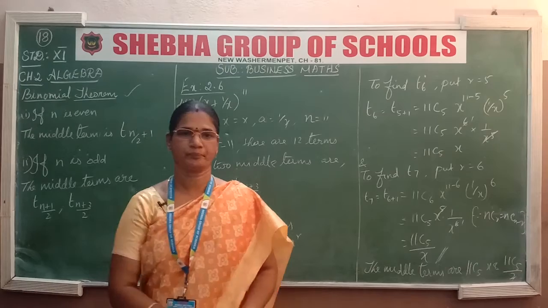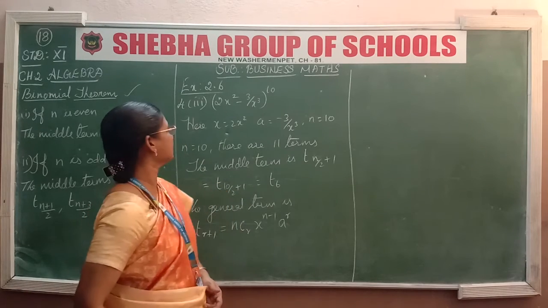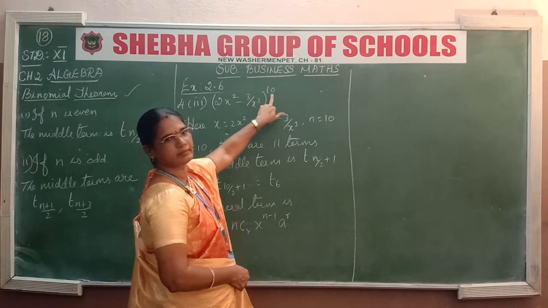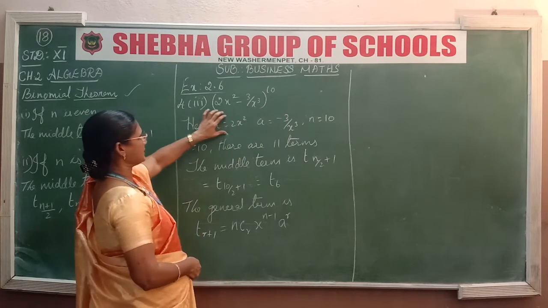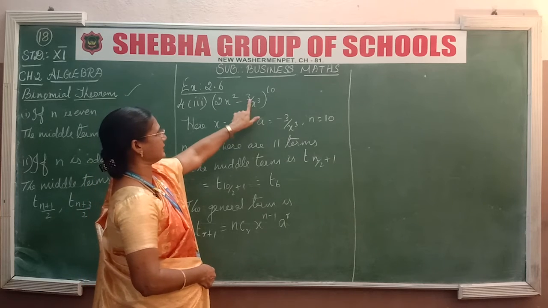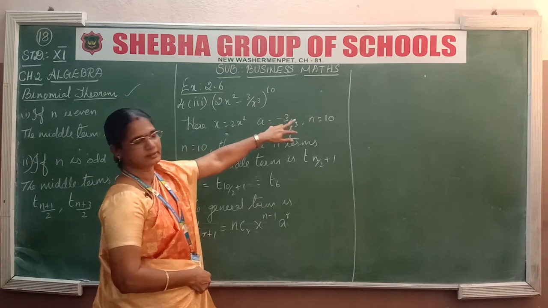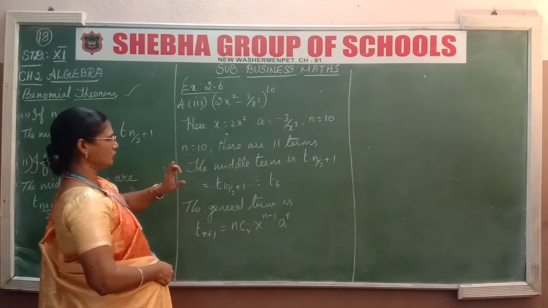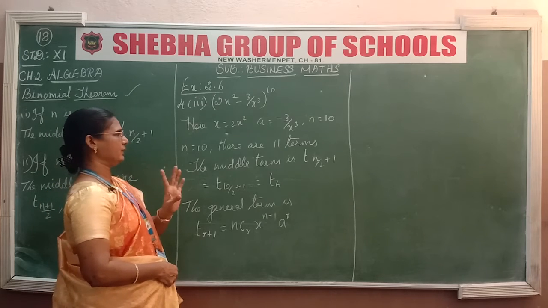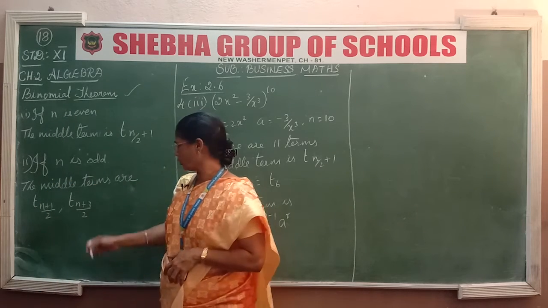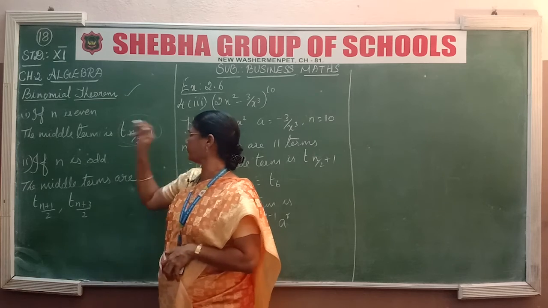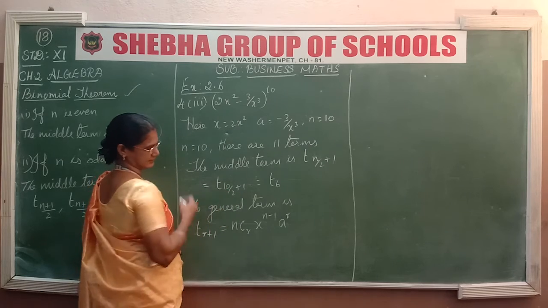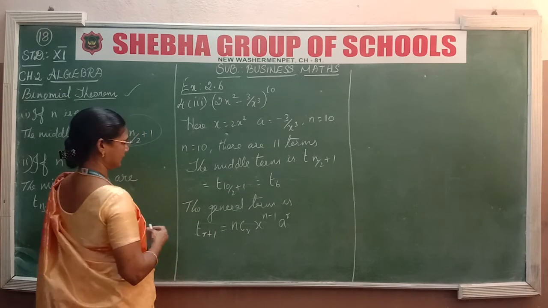Understood? And listen, third subdivision in fourth sum: (2x square minus 3 by x cube) whole power 10. First write the assumptions. Here x is 2x square and a is minus 3 by x cube and n is 10. 10 is even, isn't it? Even means there are 11 terms. So we get only one middle term, that is T n by 2 plus 1. So n is 10 here, substituting we get T6. T6 is the middle term, that is the 6th term.